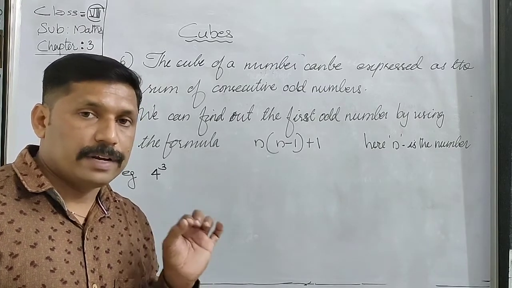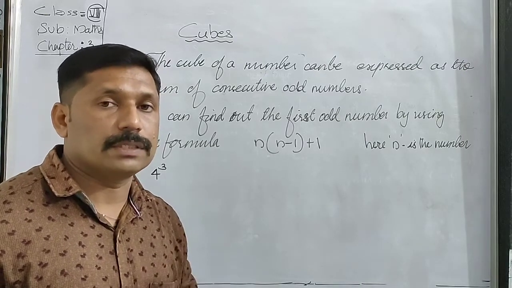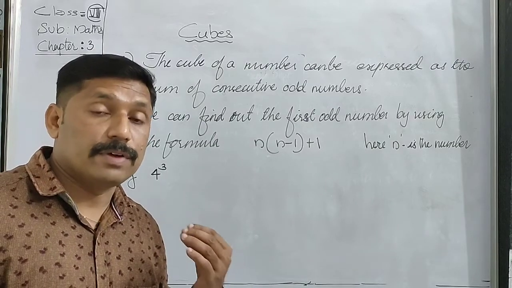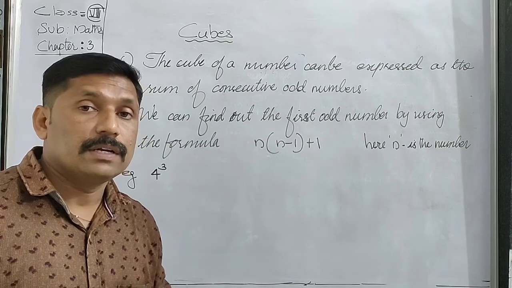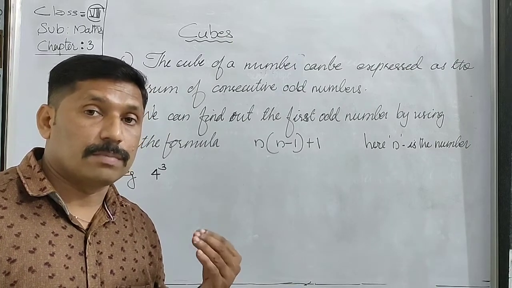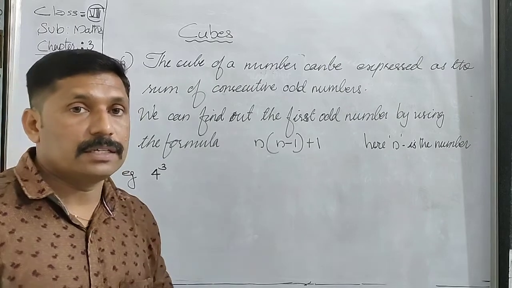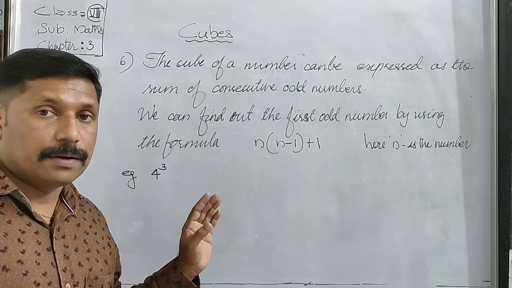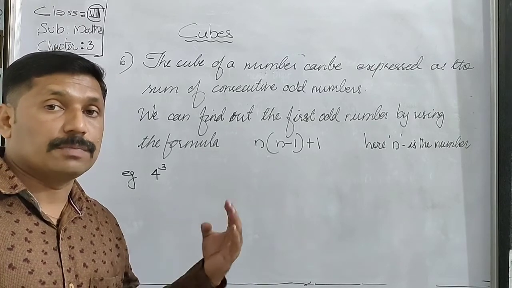The cube of every number can be expressed as the sum of consecutive odd numbers. In squares we studied that the square of every number can be expressed as the sum of consecutive odd numbers starting from 1. But here one difference is that we are adding odd numbers not starting from 1. Here we want to find out the first number to be added.